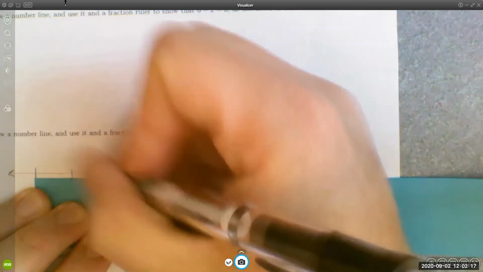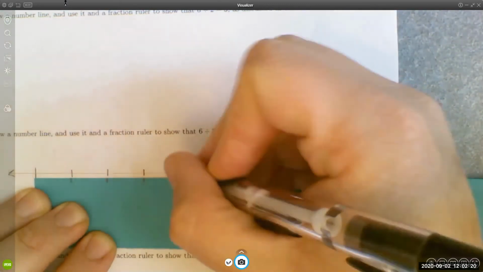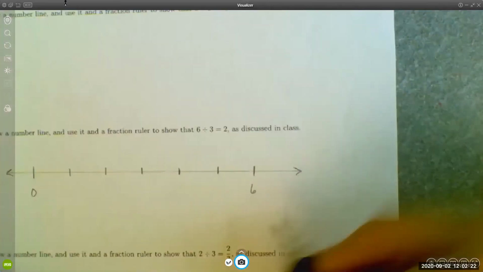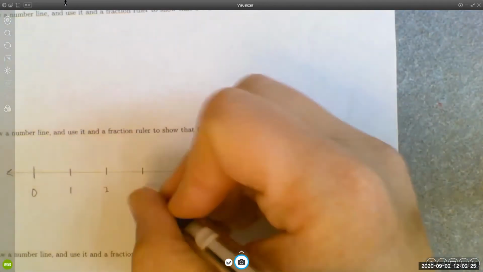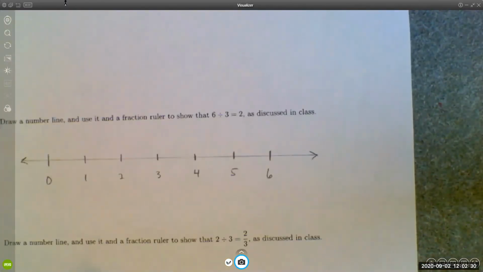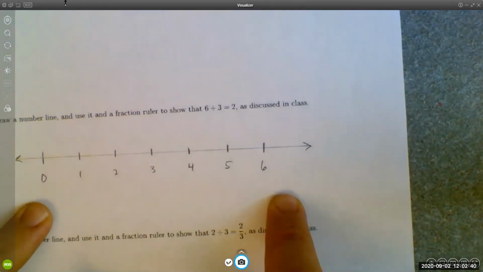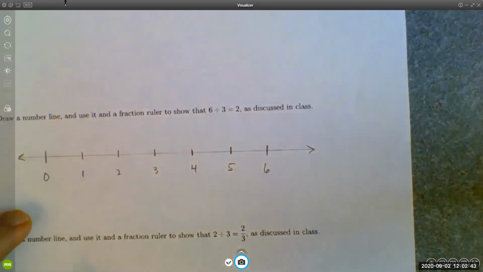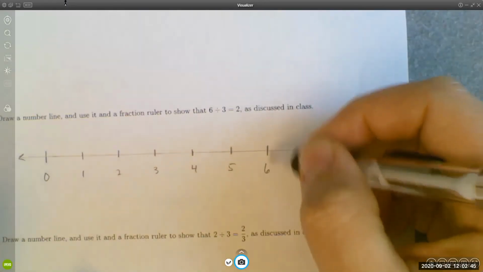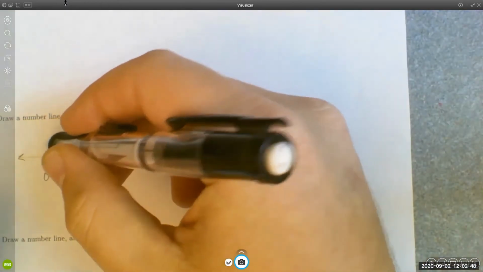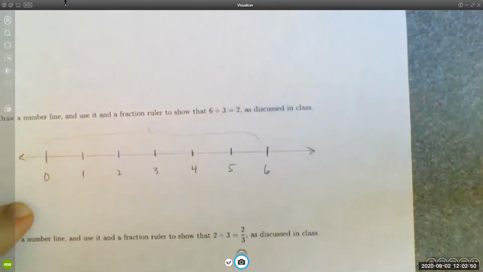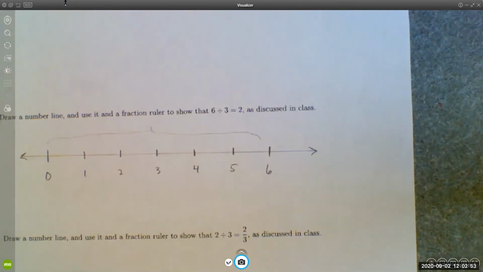So I have 1, 2, 3, 4, 5, and then 6. And they're pretty evenly spaced out. Hopefully I did that a little better than I did the previous problem, but that should be fairly accurate now. Okay, so far all I've done is just put the number line on there. Now I want to do 6 divided by 3, which means that I want to take this distance from 0 to 6, and I want to divide it into 3 equal pieces.